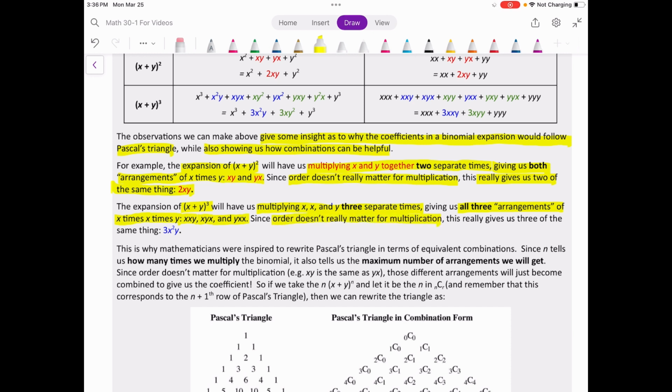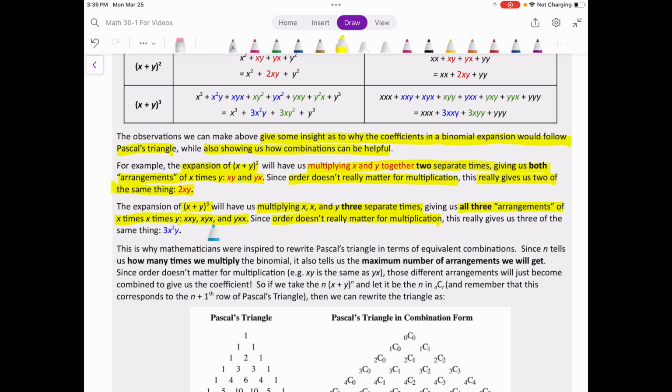So do you see the connection to combinations here, right? Yes, those are three different arrangements, okay, but they're kind of all the same thing in terms of multiplication. So what we actually have is three of the same outcome, three like terms. That's why they're going to end up with a coefficient of 3 on x squared y.